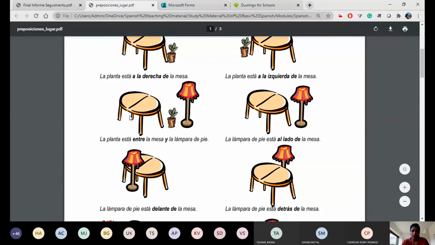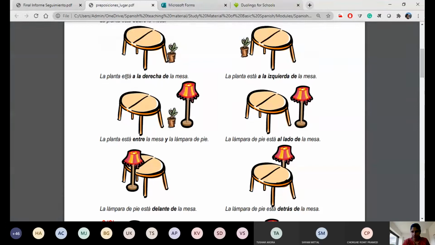Next one. See, there are three objects now. Okay, so there is a table, mesa, there is a planta, and there is a lampara. So this is a lampara, a long standing table lamp, which some of you must be having in your house. So this kind of lamp has a long leg on which it is standing. There is a foot on it.